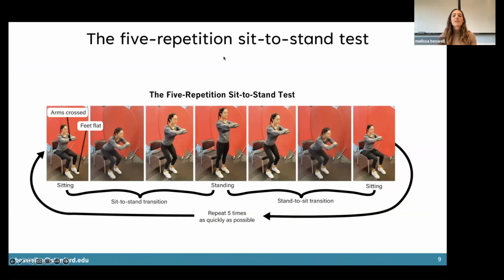Due to its clinical relevance, we chose to focus on the most common variation of the sit-to-stand test in our study, which is the 5-repetition sit-to-stand test, where an individual goes from sitting to standing 5 times as fast as possible with their arms crossed in front of them.